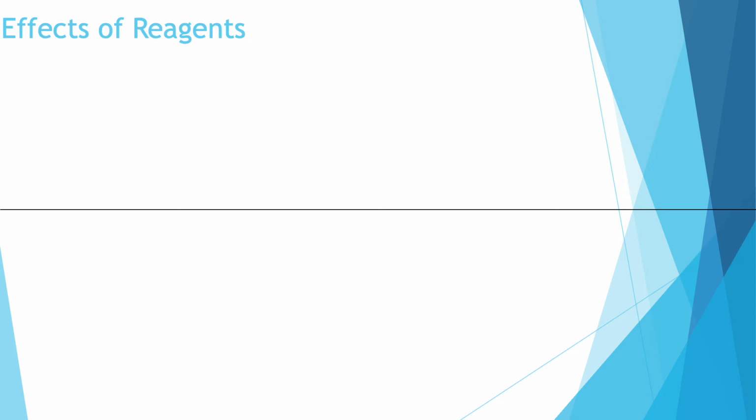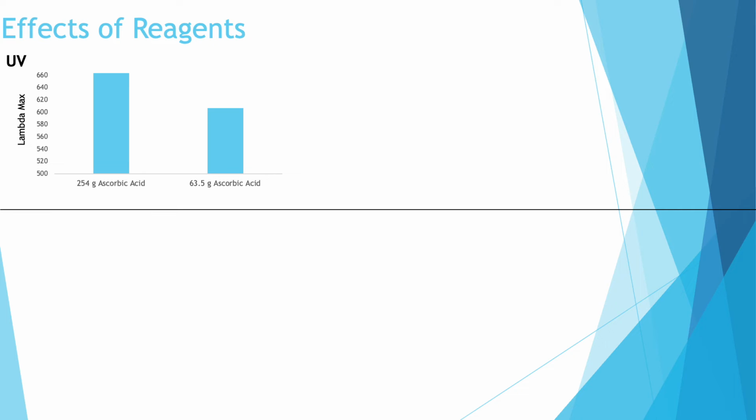One of the problems that we came into contact with was with the UV. Again, we want a more blue color, meaning a more star-like shape. A bluer color will show up as roughly above 600 on the UV spectrum, while a redder color will be lower than that. Here I've averaged 5 batches together using a protocol using 254 grams of ascorbic acid, and then also averaged 5 batches together utilizing a protocol that used 63.5 grams of ascorbic acid. As we can see by the trend, using more ascorbic acid creates more of a bluer color. However, 63.5 grams of ascorbic acid still has a blue color, it's just to a lesser degree.